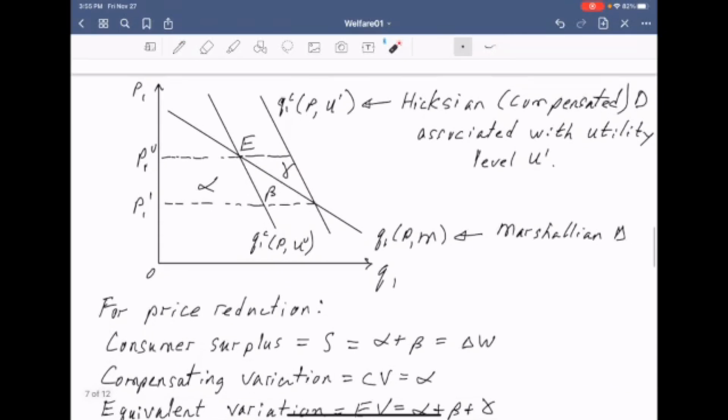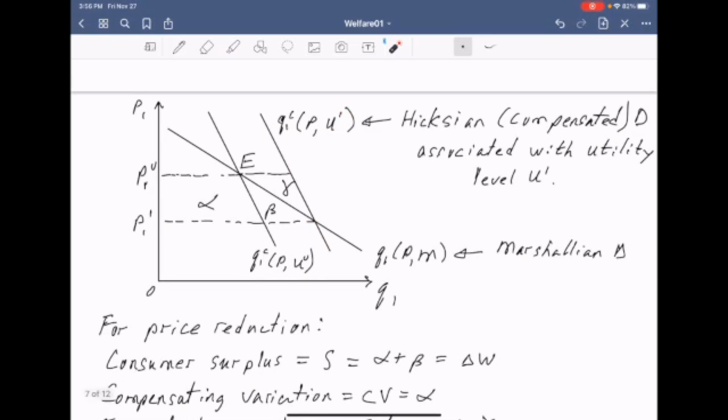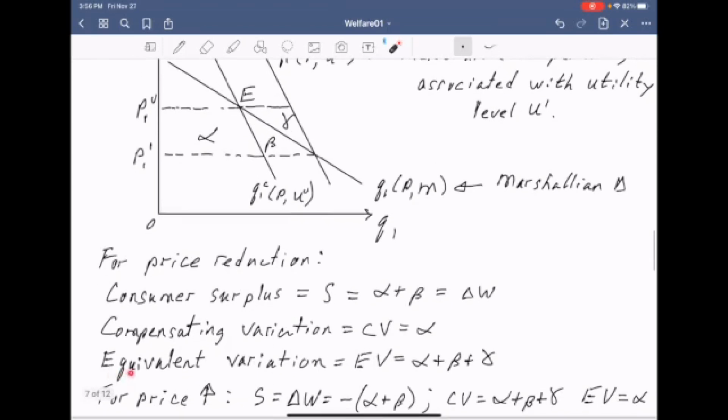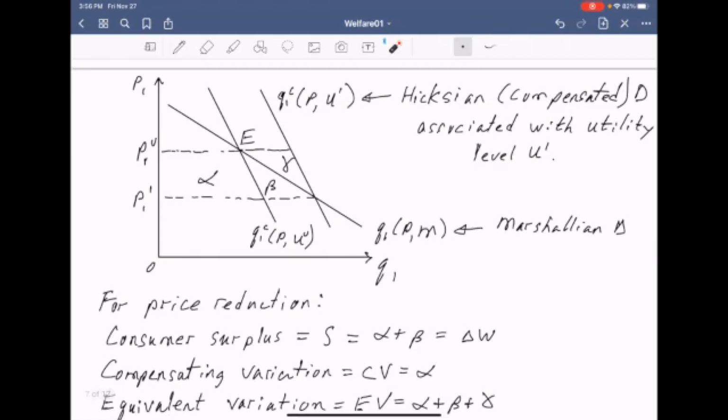So then we have this result here, but we also have another measure under this particular compensated demand function, which is based on the higher indifference curve. So now for the price reduction, alpha plus beta plus gamma is the welfare measure associated with that price drop. So we have here that the equivalent variation, that's what we refer to that as, is equal to alpha plus beta plus gamma. So now the compensated demand function really depends on what we take as our reference utility level or our reference indifference curve.